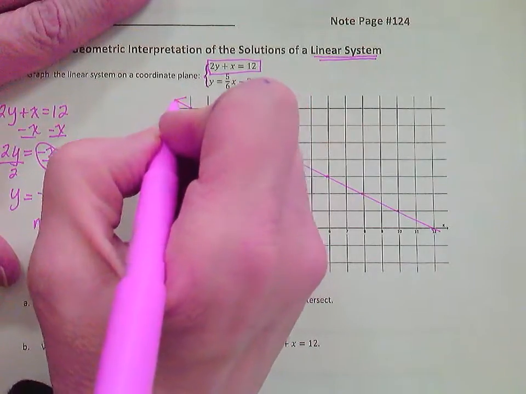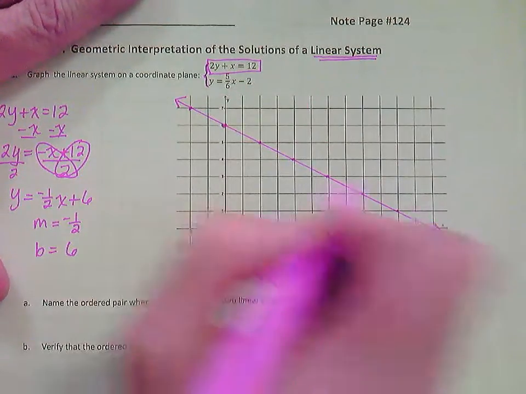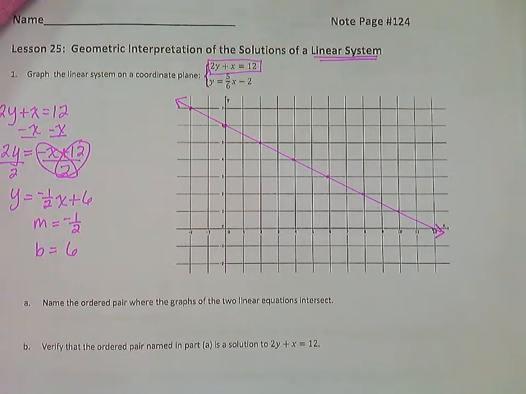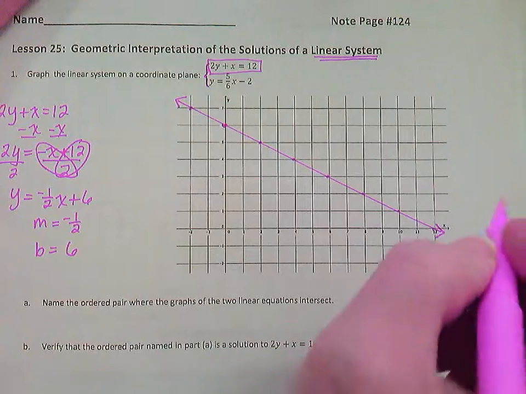Now, because we're going to be graphing more than one line on the same coordinate grid, we need to label that line. So we're going to label the line with the equation. And I'm going to do it by writing it right out here.